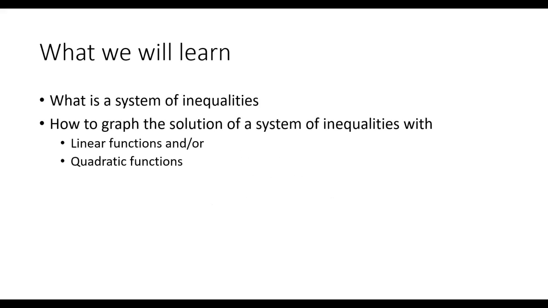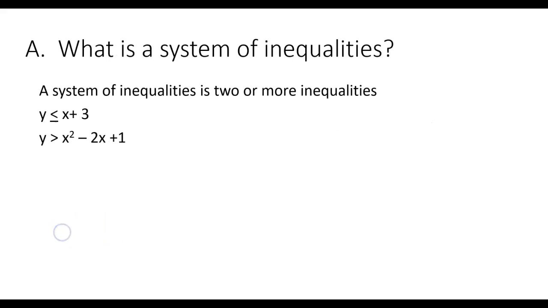So we'll talk about what that is first, and then we'll talk about how to graph it. It's going to involve both linear and quadratic ones. So first of all, what is a system of linear inequalities? It's basically when you have two inequalities, and we know, for instance, let's think of a point that works for this one here.